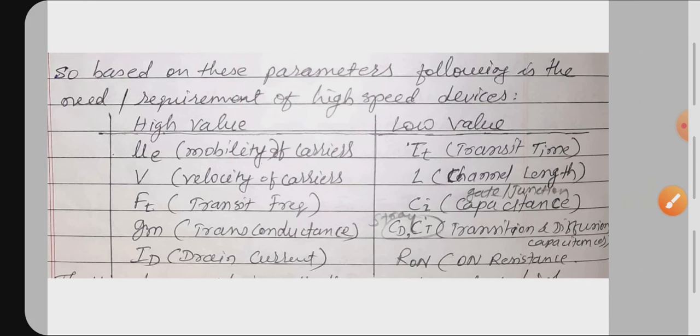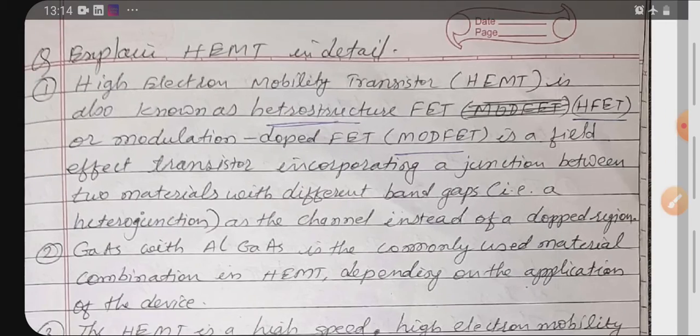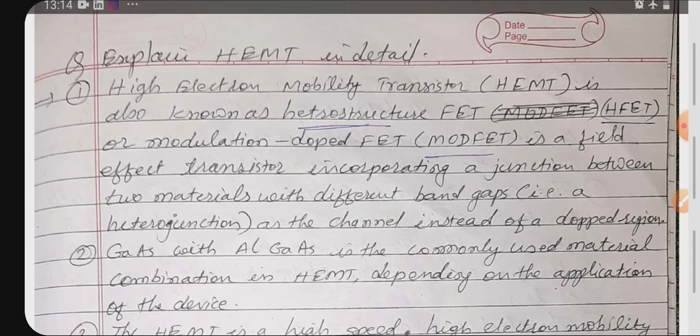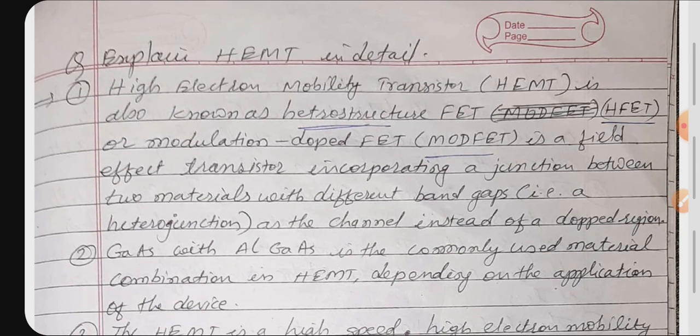HEMT stands for high electron mobility transistor. So basically what is HEMT? It is a 3-terminal device like other transistors, but in HBT the names of the 3 terminals are emitter, base and collector like BJT, whereas here in HEMT the names of the terminals are gate, drain and source like FET or MOSFET. So how will you define HEMT?